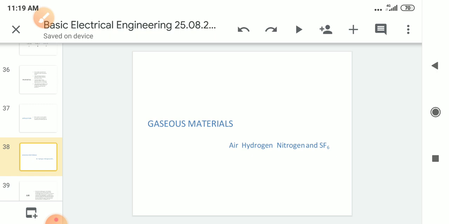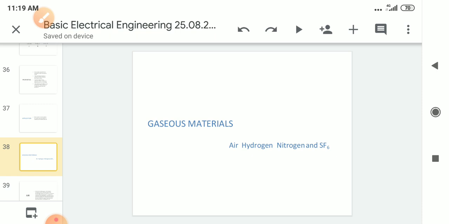Halogen gas, sulfur hexafluoride, carbon dioxide. Sulfur hexafluoride has very good, outstanding performance as an insulating material. That's why a substation itself is made as a gaseous substation by using this sulfur hexafluoride, SF6, only. There are indoor substations, outdoor substations, and gaseous substations also. Due to this SF6, it gives very good insulating properties as well as cooling properties for this substation.